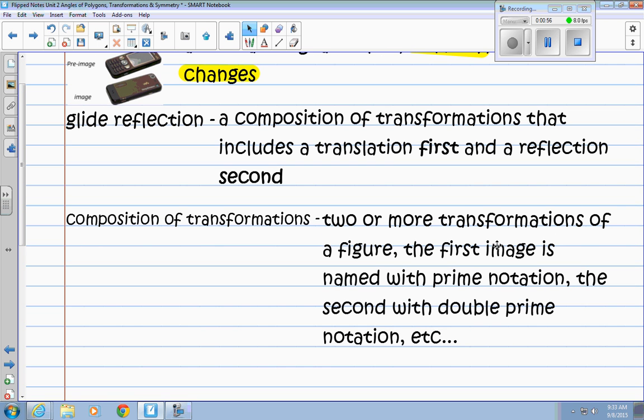The first image, the first time we transform something, we name it with prime notation. We talked about that last video. The second time we transform something, we name it with double prime notation, so essentially two apostrophes, and then triple prime, and so on and so forth, depending on how many times we transform something.